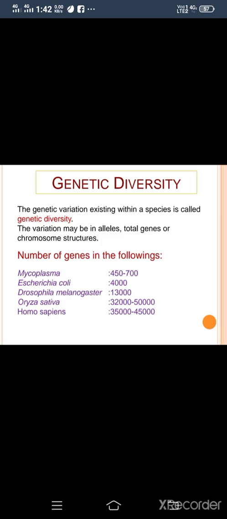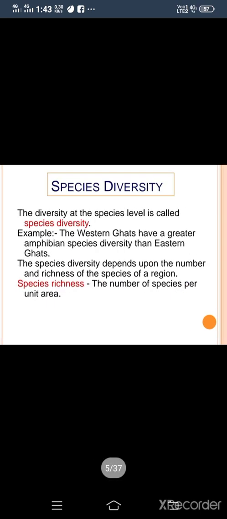Why is it necessary? Different types of genes are necessary for performing different types of functions in the organism. Now we will move on to the species diversity. The diversity at the species level is called species diversity. For example, the Western Ghats have a greater amphibian species diversity than the Eastern Ghats. The species diversity depends upon the number and richness of the species of a region.